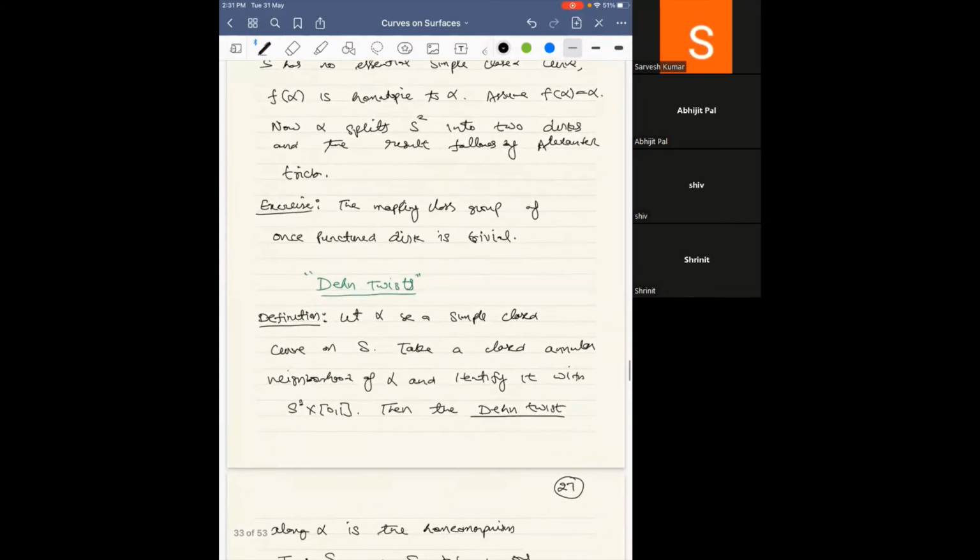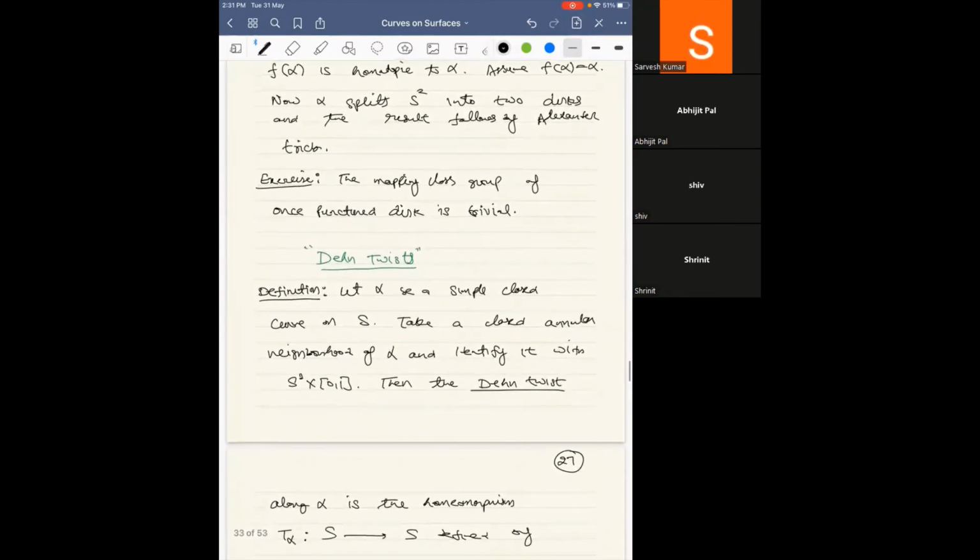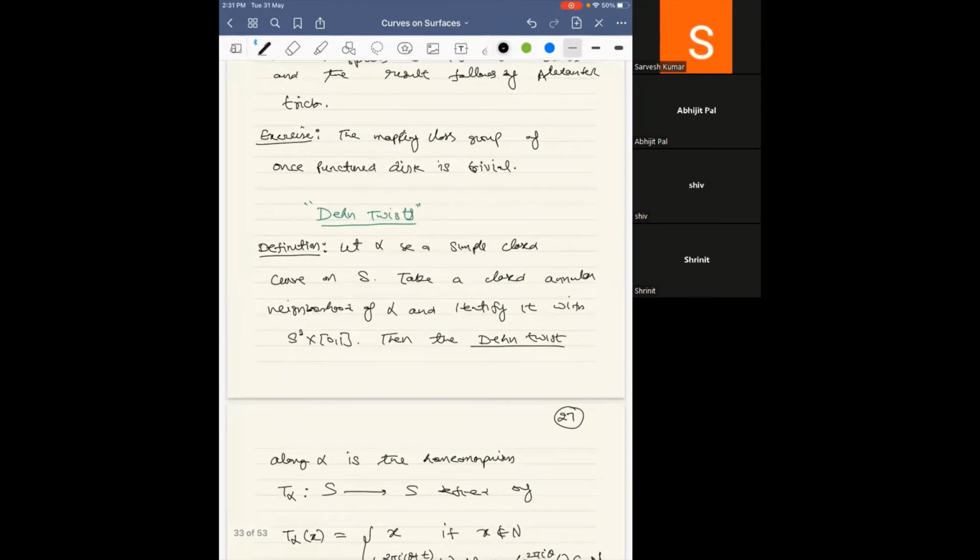Okay. So now we can start with the most fundamental elements in the mapping class group, which are known as Dehn twists.